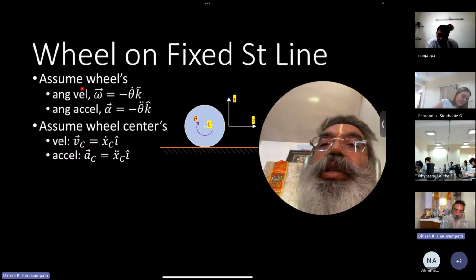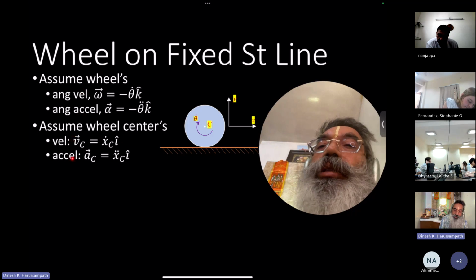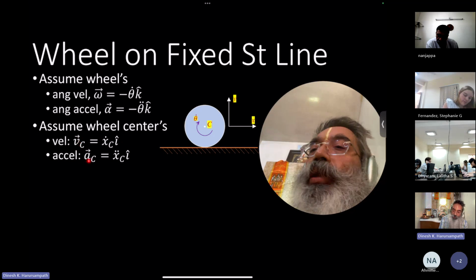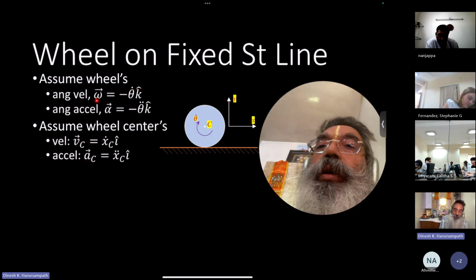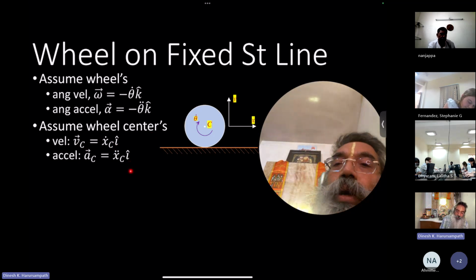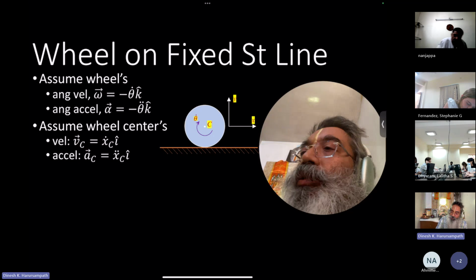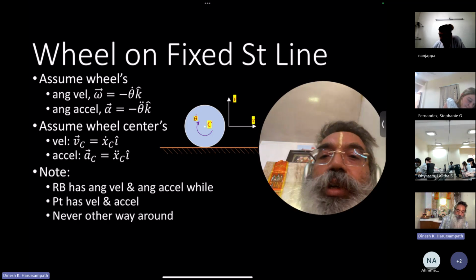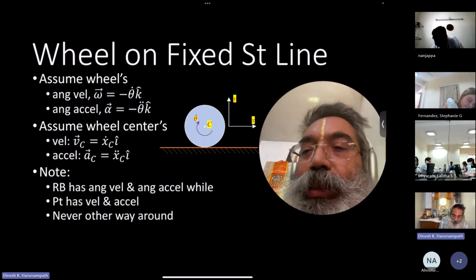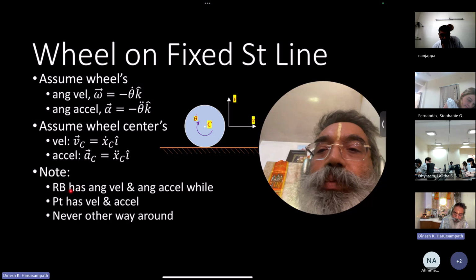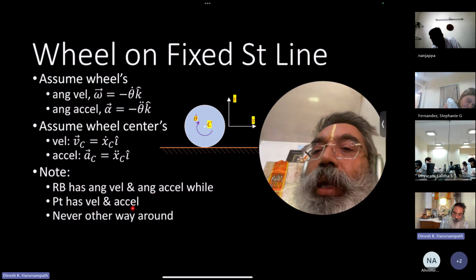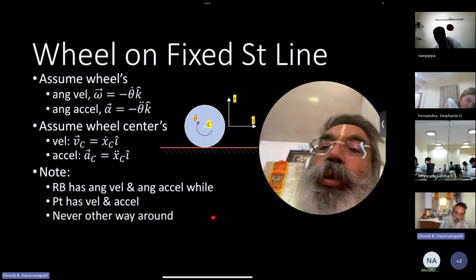So always have this distinction between angular quantities and translational quantities, that is omega and alpha on the one hand, and v and a on the other hand. These are dealing with a body, and this is dealing with a point. Okay. So now we have very simplified expressions for all of these under the assumptions that we've been stating as we move forward. This is something that I just stated, that the rigid body has angular velocity and angular acceleration, while the point has a velocity and acceleration. It's never the other way around.